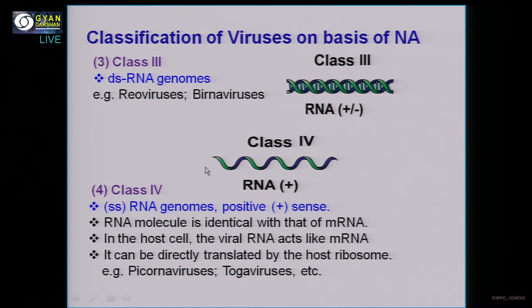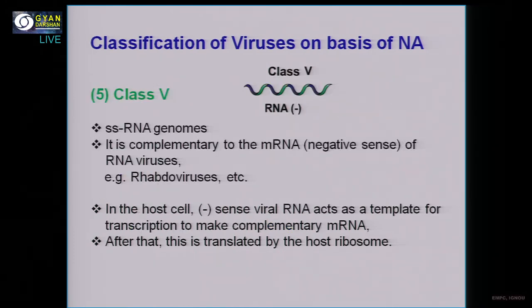And class fourth is a single stranded RNA genome, basically positive sense. So positive sense RNA is available in the viral genome, and the best examples are picornavirus and togavirus. The RNA molecule is identical to messenger RNA. So in the host cell, the viral RNA acts like a messenger RNA. It can be directly translated by the host cell, and ultimately they will grow inside the cell and replicate their genome.